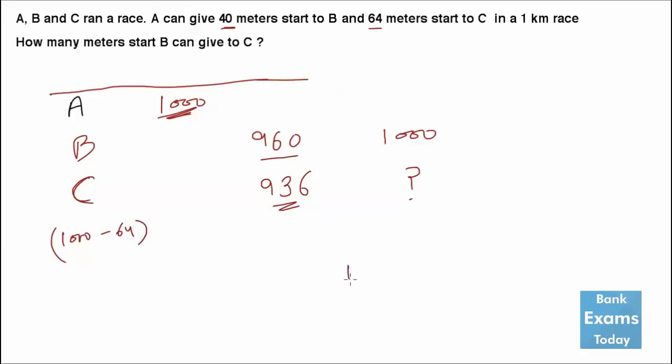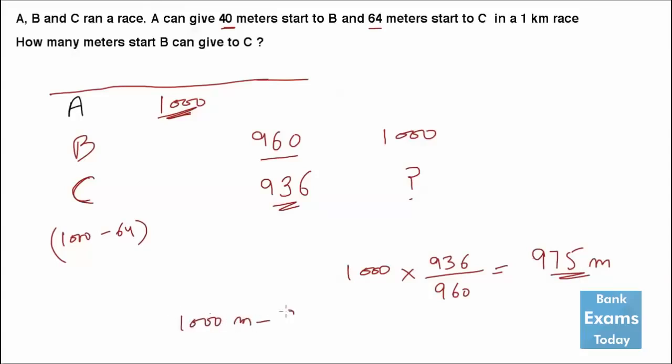So simply 1000 multiplied by 936 divided by 960 is equal to 975 meters. So B can give 1000 meters minus 975 meters, which is equal to 25 meters start to C. And that's our answer.